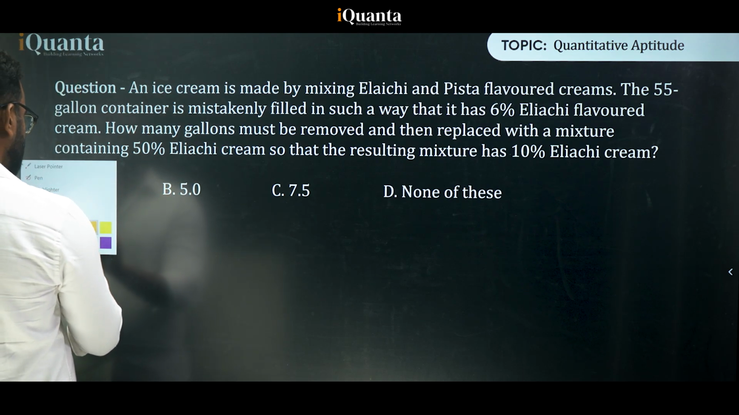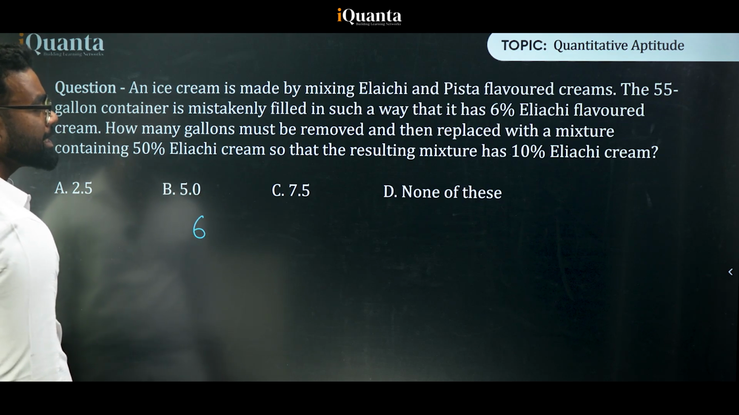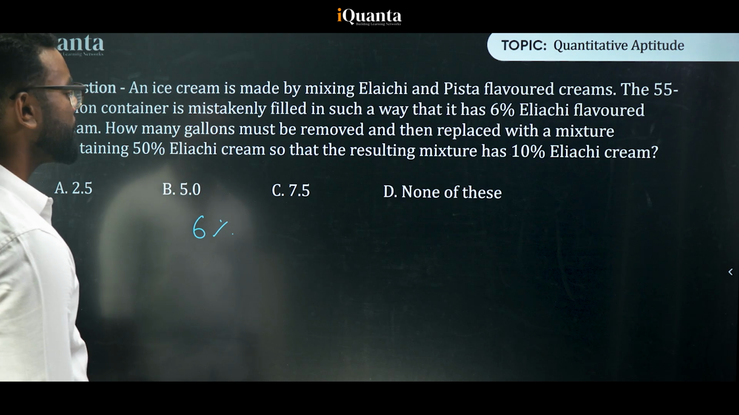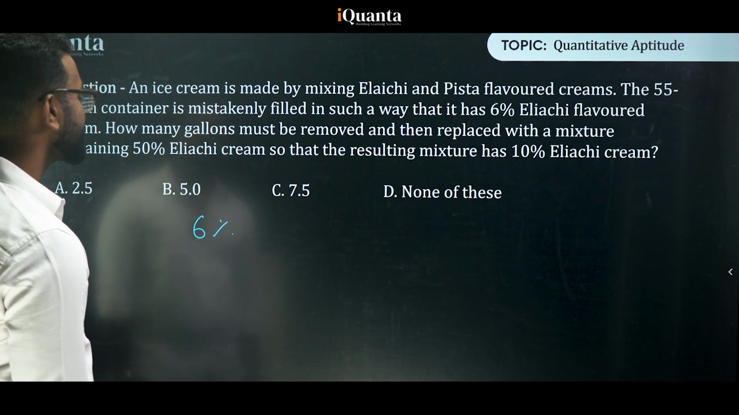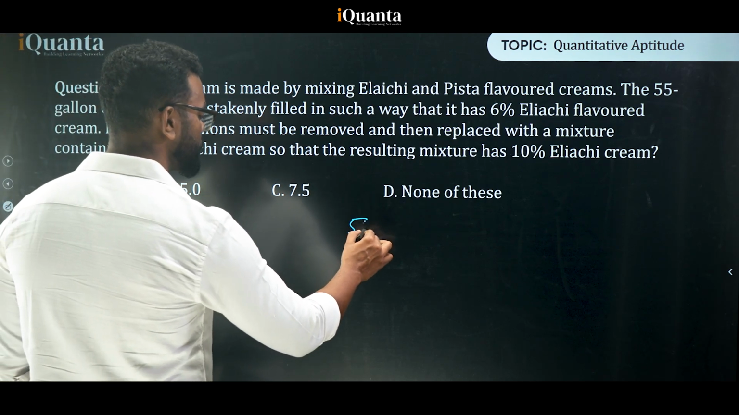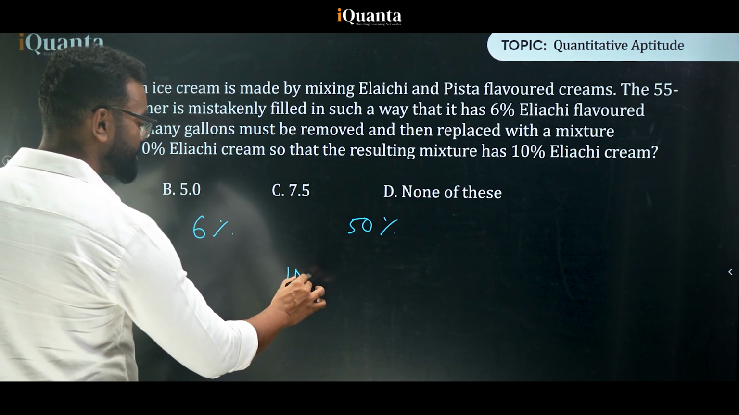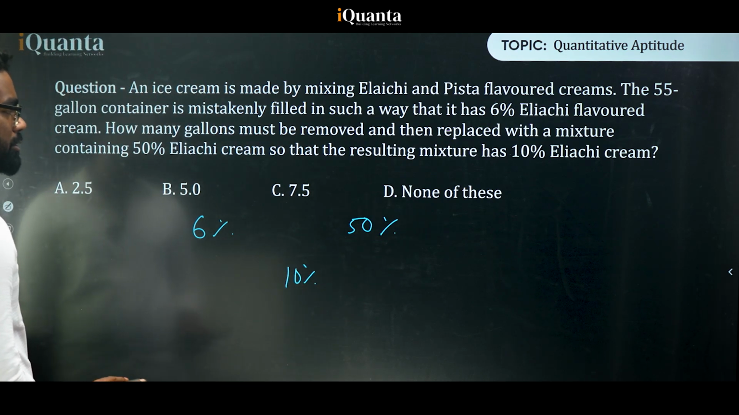It has basically, let's say 6%. So initially it has 6%. And the mixture containing 50% elaichi is 50%, right? So it is 6%, it's 50%, but the average has to be 10%. So what is the ratio? First, find the ratio.